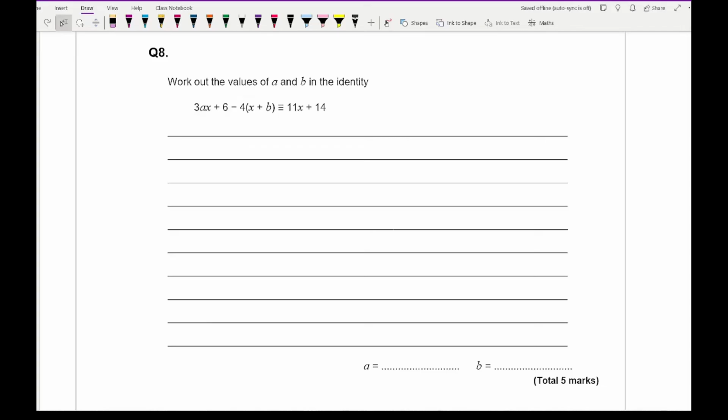in the identity of 3ax plus 6 minus 4 bracket x plus b close bracket triple bar 11x plus 14. So again, the only thing I can do is work with the left hand side by expanding the bracket. So if I do that, I get 3ax plus 6 minus 4x, and it's going to be minus 4b. So you just need to be extra careful with the negative signs whenever you see them in front of a bracket. So then looking at comparing the coefficients, if I circle everything with an x, well let's first of all start by neatening this up by just doing a bit of simple rearranging.